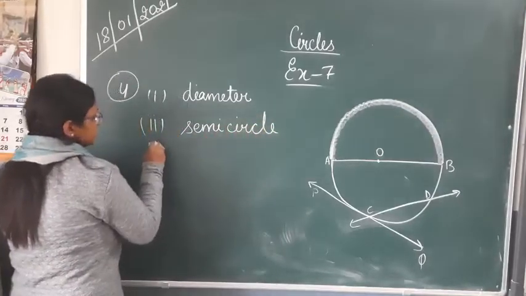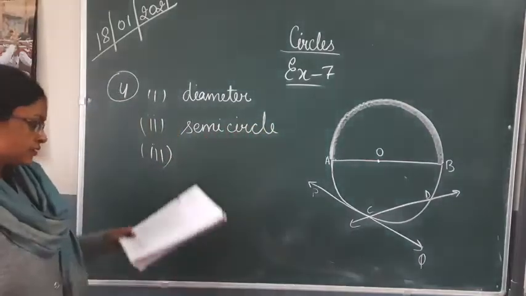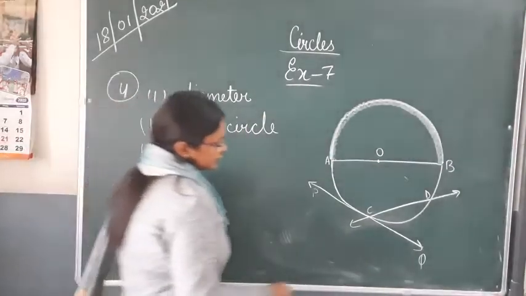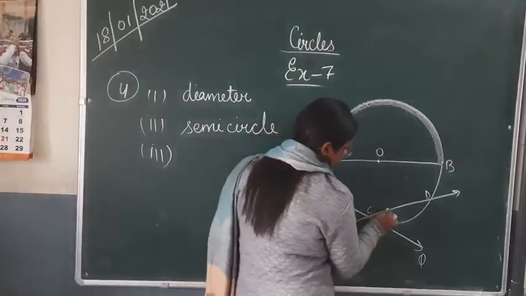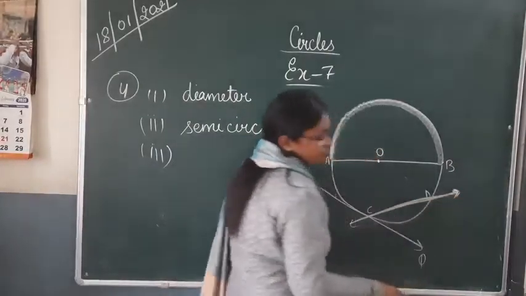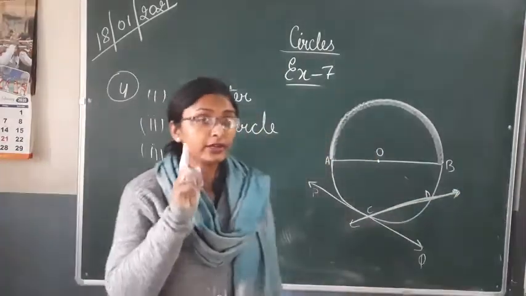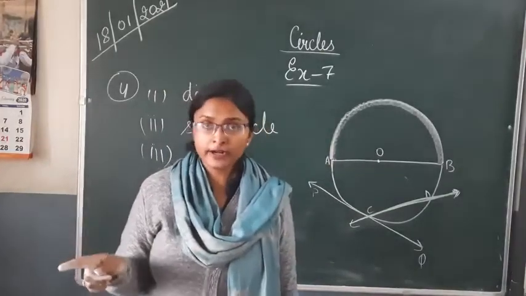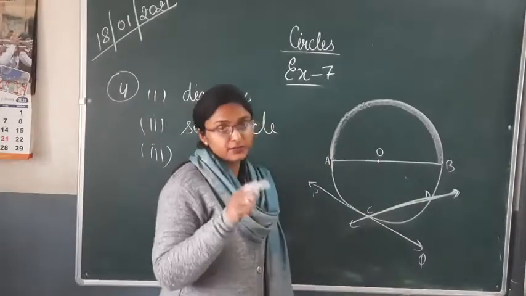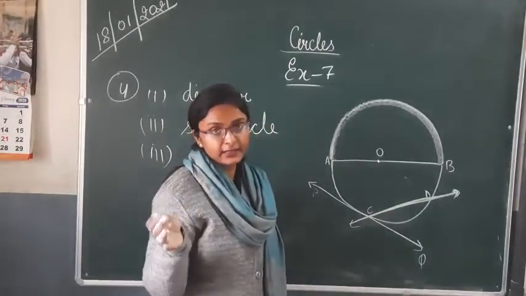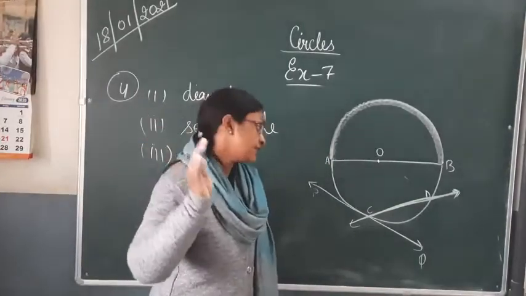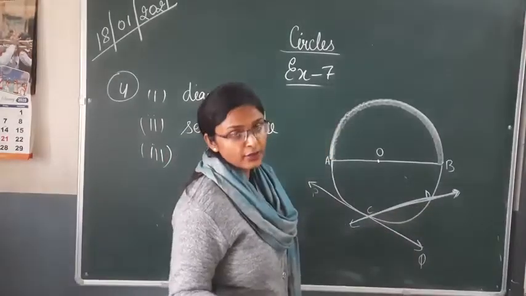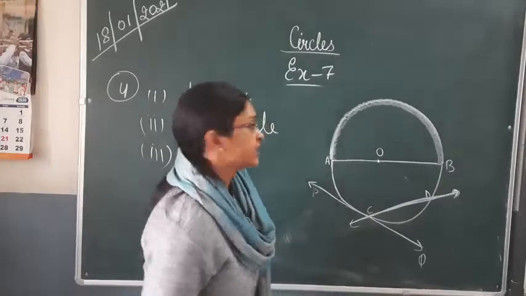Next is this third part, saying that the line CD is called. This line CD, I have told you that there is a line which touches 2 points of a circle. I am not talking about line segment. The line segment which touches 2 points will be known as chord. But this is a line which means that it doesn't have fixed length. It goes up to infinite. So this line CD which touches 2 points of a circle is known as the secant of the circle.